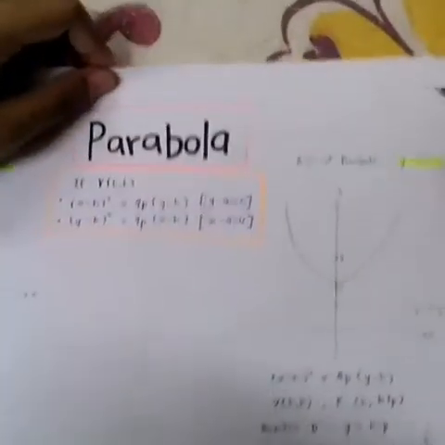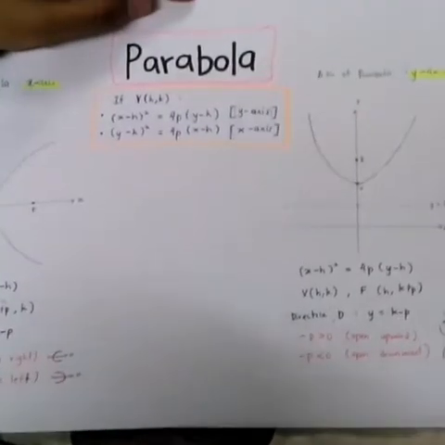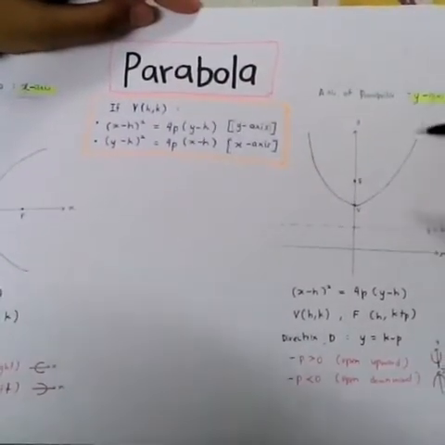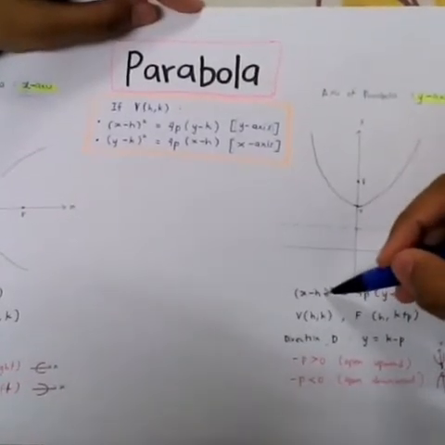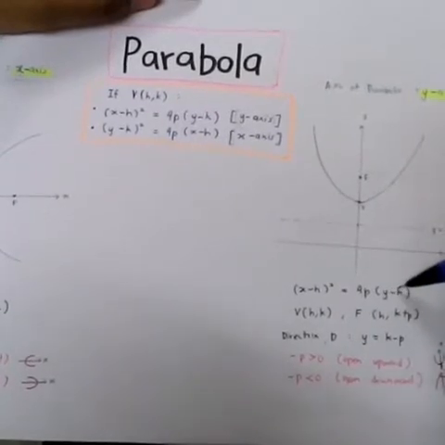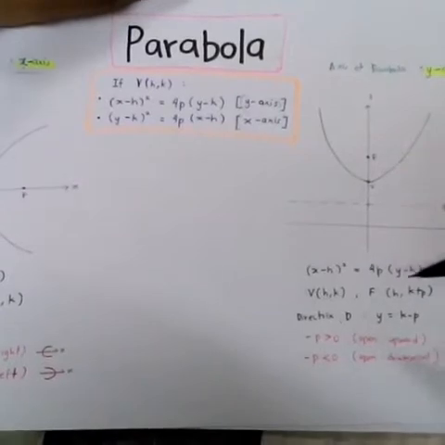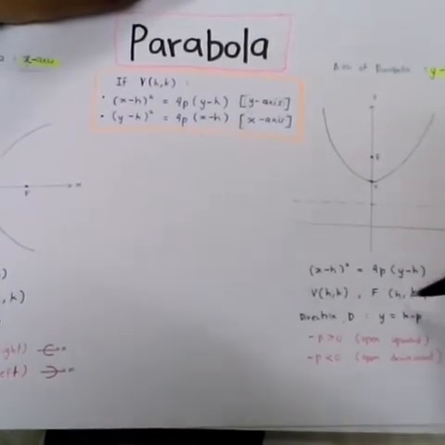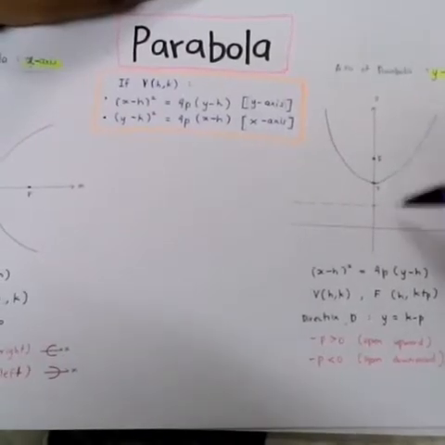Next, the y-axis. The y-axis has two, upward and downward. The equation is (x minus h) squared equals 4p times (y minus k). So the vertex is given as (h, k) and the focus has h constant, then k plus p, so it moves up.